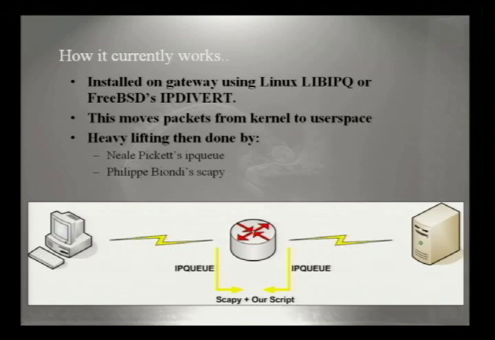All that happens there is we've got a firewall rule that grabs the packet as it goes onto the network and moves it to a user space process. Once it's in user space, we then use Python and Scapy specifically to mangle the packet. Neil Pickett's IPQ allows us to grab this packet off the IPQ, and Scapy then allows us to say what that packet is and what we can do with it.